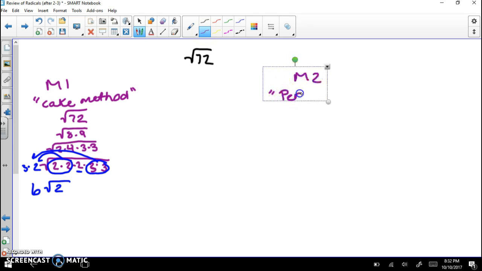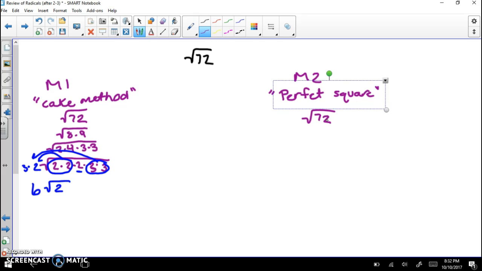Method 2 is our perfect squares. Now this works only if you are familiar with factoring and if you are very comfortable with perfect squares. So we're still dealing with the same example, square root of 72. But instead of breaking it down all the way like we did in the last example, we are looking for the largest perfect square which 72 is divisible by, which in this example would be 36. So this would become the square root of 36 times the square root of 2.